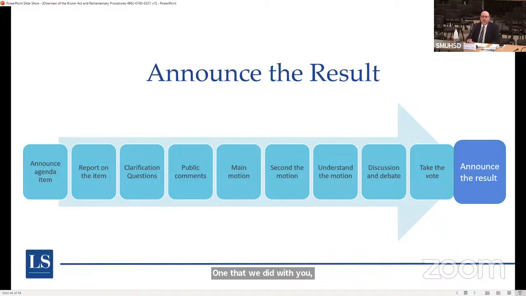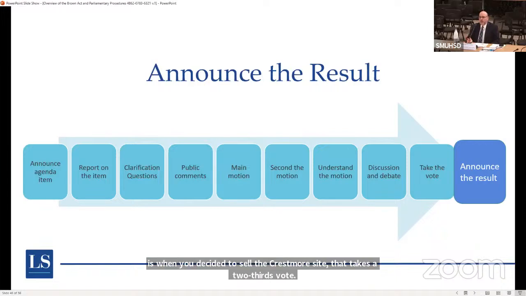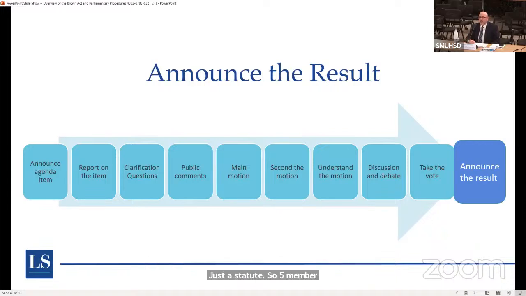That takes a 2/3 vote by statute. So with a 5-member board, you have to have 4 yes votes. Usually the default is 3. I've been at board meetings where we get into huge debates about how abstentions count, and Rosenberg's Rules say this and this. And I'm sitting there telling them over and over again, the Education Code says you have to have 3 people.